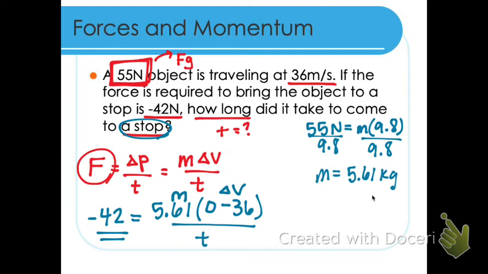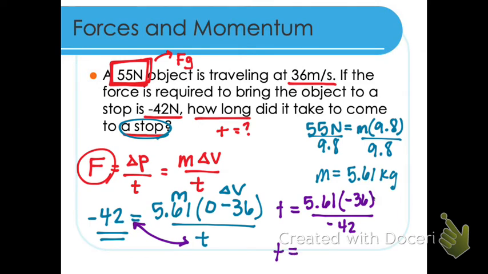So what do I do when my T's on the bottom there? I can switch these two. Algebraically, I'm just going to switch their spots so that I end up with T equals 5.61 times negative 36 over negative 42. And I get a value for time of about 4.8 seconds. Agreed? Okay, what if my time would have come out negative? Time coming out negative is a big red flag. Shouldn't happen. Okay? So incorporating time with this equation is not so bad.